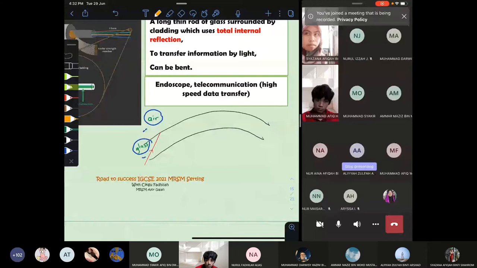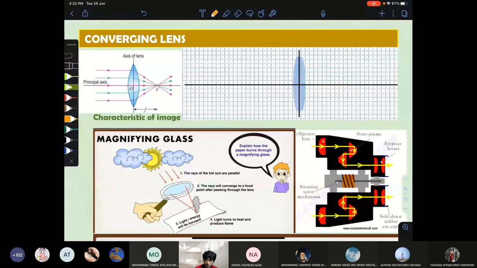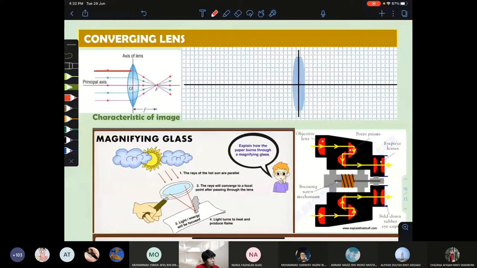Okay, now we move on to lens. Right, so in IGCSE, we focus on one lens only, which is the converging lens. What is converge? Converge means everything focuses to a point. Okay, to a point. So another name for it is focusing lens.